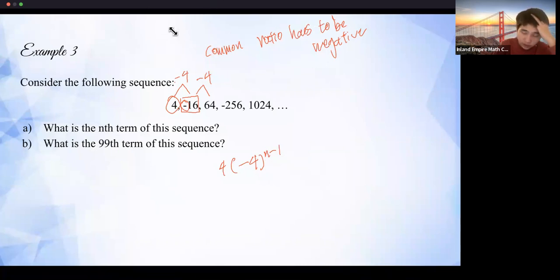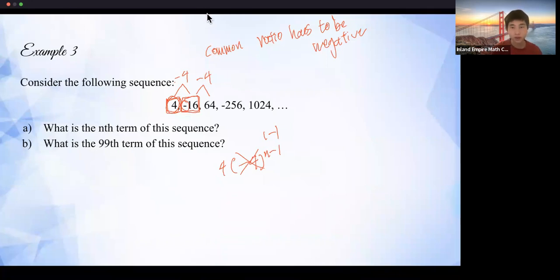Why is that? Well, it's rather simple, because think about it. For the first one, you have 4, right? The first number in the sequence is 4. And you times it by negative 4 to get the next number in the sequence. But for the first one, it's just 4. So this negative 4 shouldn't exist. And so what is 1 minus 1, guys? Zero, right? It's really simple. It's 1 minus 1, and that's just 0.